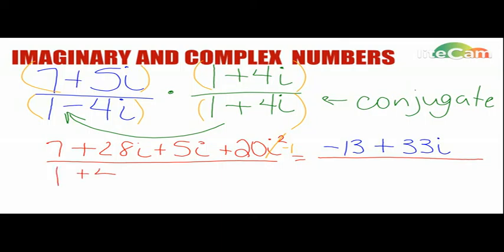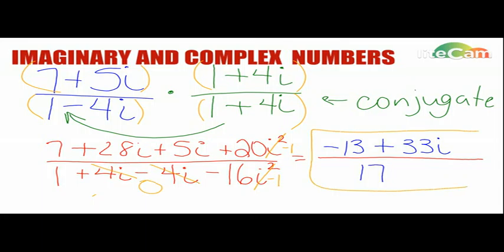Let's do the bottom. Okay, so I'm FOILing 1 plus 4i minus 4i minus 16i squared. Okay, the i squared becomes negative 1. All right. Notice that if the i squared is negative 1, that negative 16 now becomes a positive 16. And if I add 16 plus 1, I get 17. Also, the 4i and the 4i become 0. And this is my final answer.